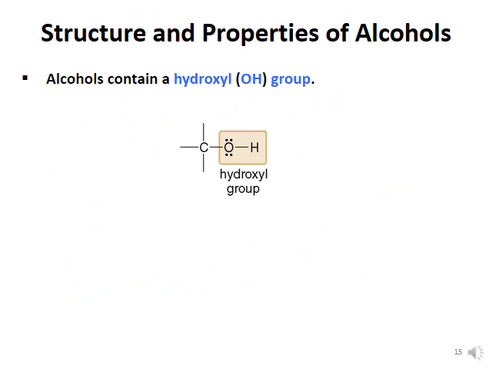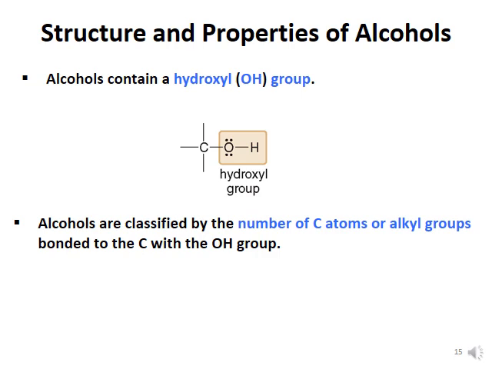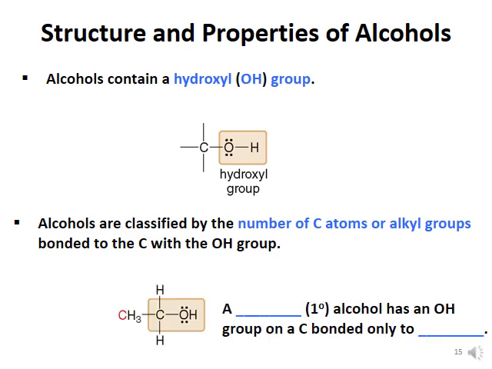Structure and properties now of alcohols. That hydroxyl group is the thing that makes an alcohol an alcohol. So because they have that OH group, they get classified and categorized by the number of carbon atoms or alkyl groups that are bonded.